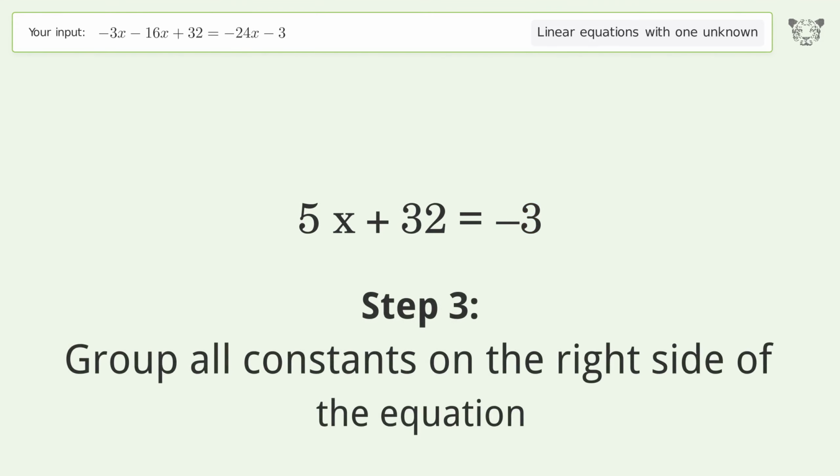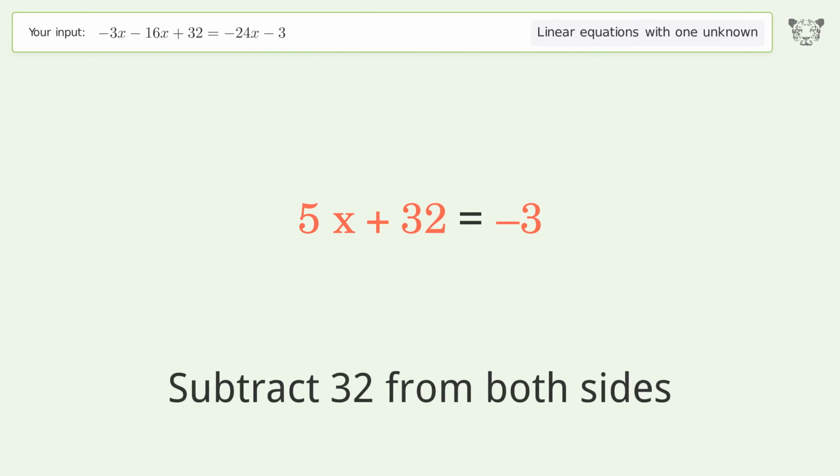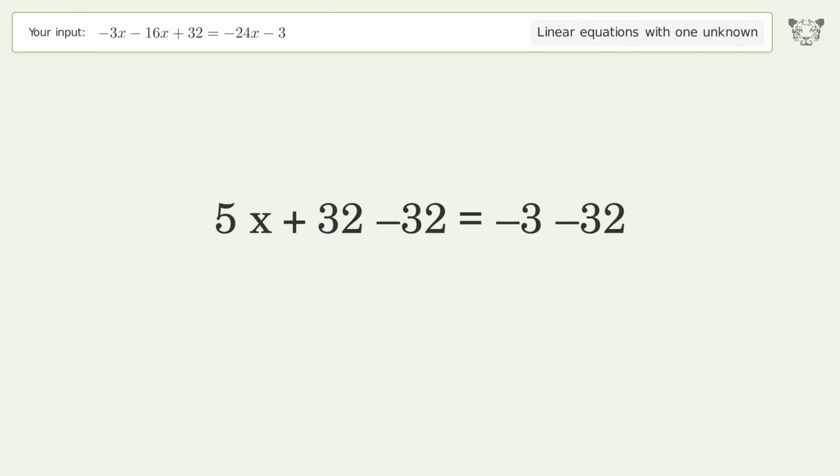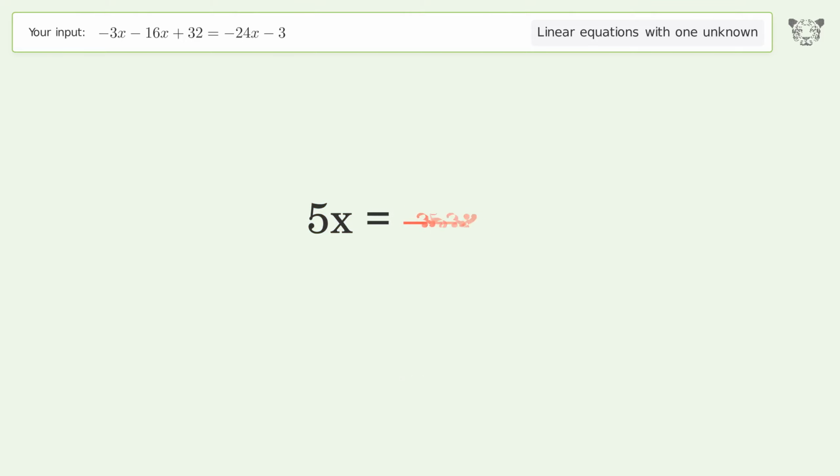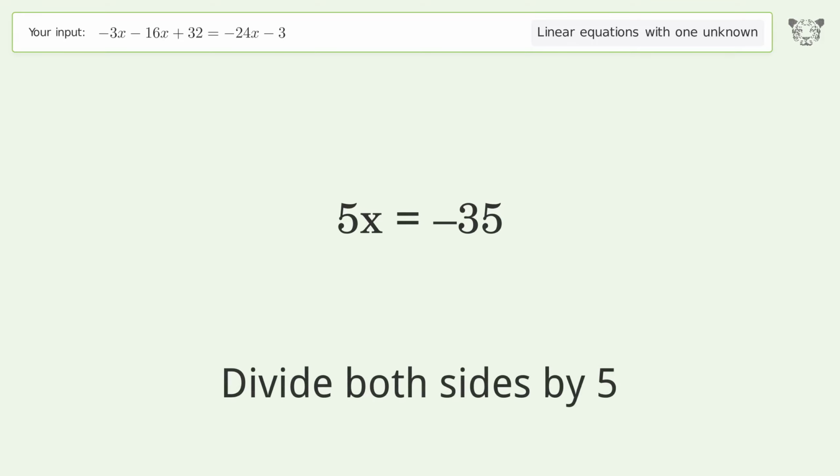Group all constants on the right side of the equation. Subtract 32 from both sides. Simplify the arithmetic. Isolate the x. Divide both sides by 5.